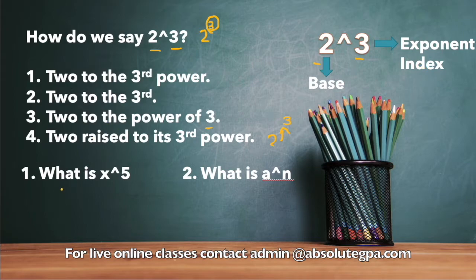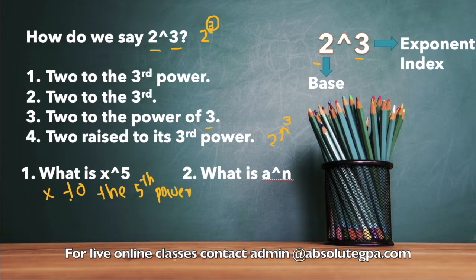Let's look at these two examples. What is x exponent 5? How can we express it in words? X to the fifth power. Or we can say x to the fifth, or x to the power of 5, or x raised to its fifth power.